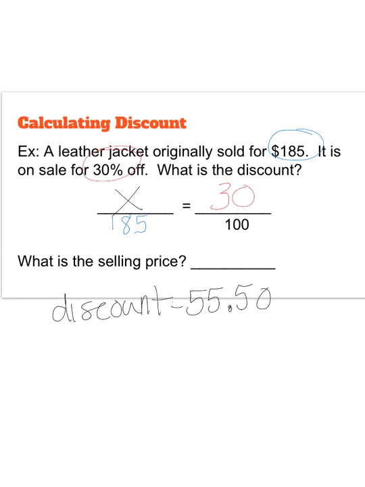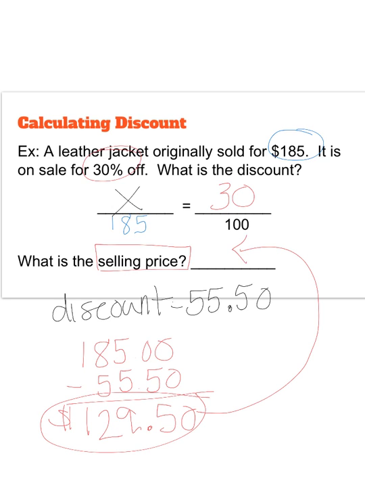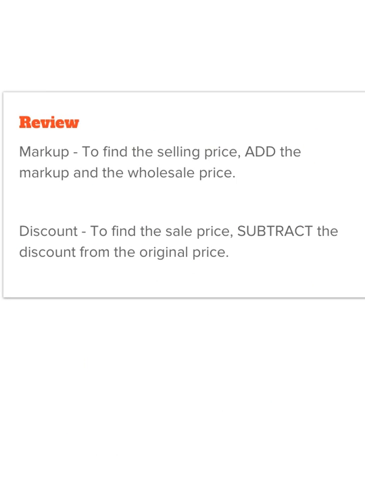The question, though, asks for the selling price. So what I'm going to do is I'm going to take the original price, $185, and I'm going to subtract off or take away or discount the $55.50. That represents the 30% off. And that jacket is going to cost $129.50. So the selling price is $129.50.